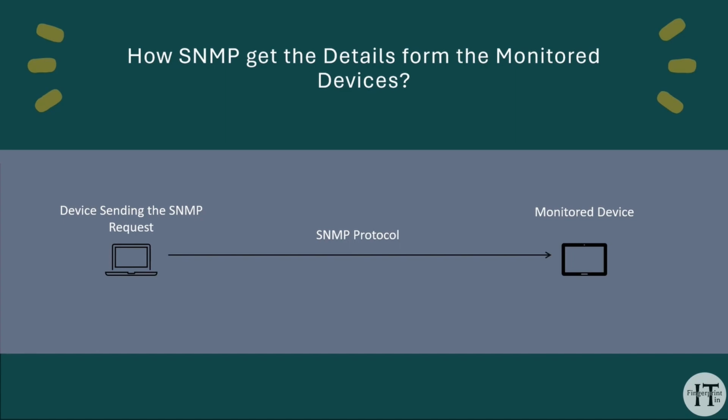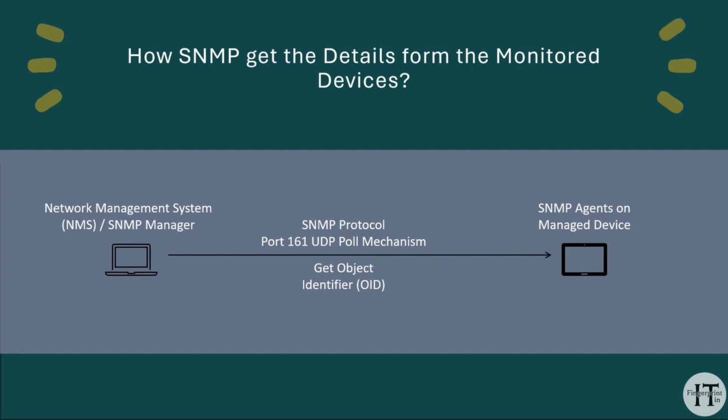How does SNMP work? You will have the device sending the SNMP request. It will send the request to the monitored device using the SNMP protocol. Let's see the names of each of these components. The device sending the SNMP request and collecting the information is called the Network Management System, NMS, or the SNMP Manager. The device that we want to monitor is a managed device, and it will have an SNMP agent installed on it.